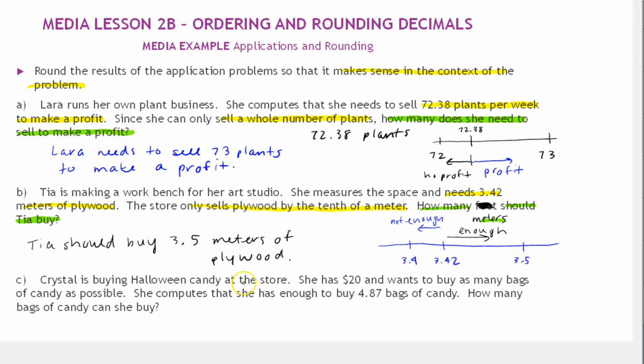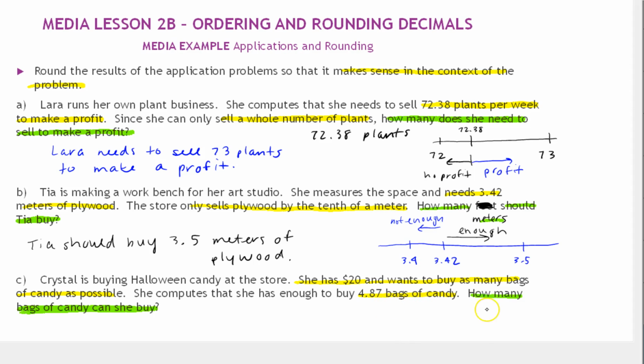Crystal is buying Halloween candy at the store. She has $20 and wants to buy as many bags of candy as possible. She computes that she has enough to buy 4.87 bags of candy. Now here's our question. How many bags of candy can she buy? Okay, so you need to do a little interpretation here from your experience at the grocery store. You can't ask the clerk, may I buy 4.87 bags of candy? You have to buy a whole number of bags of candy.